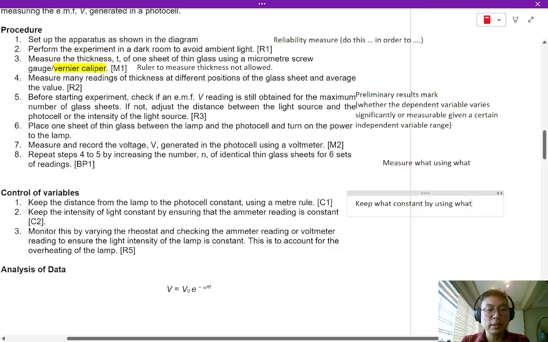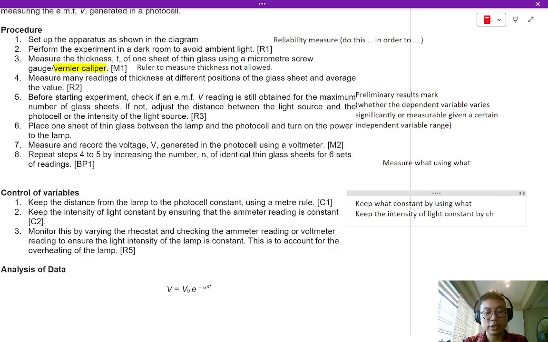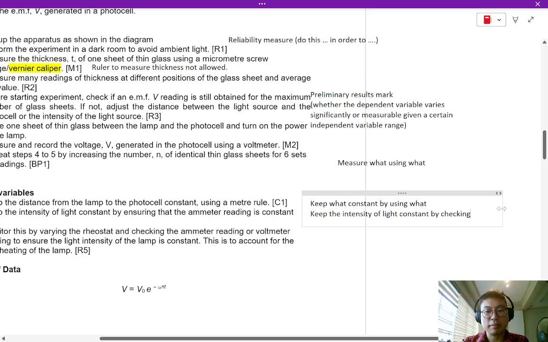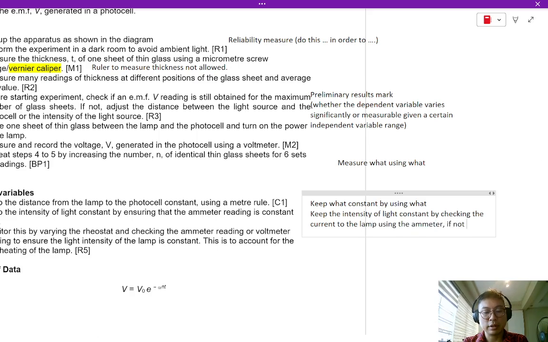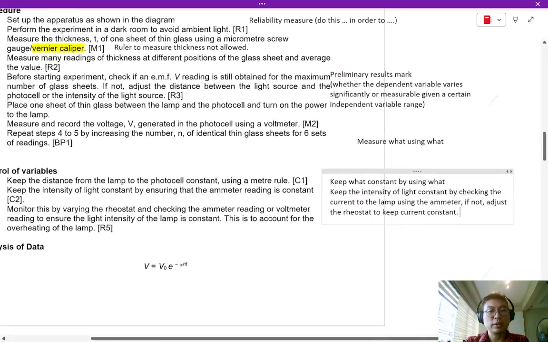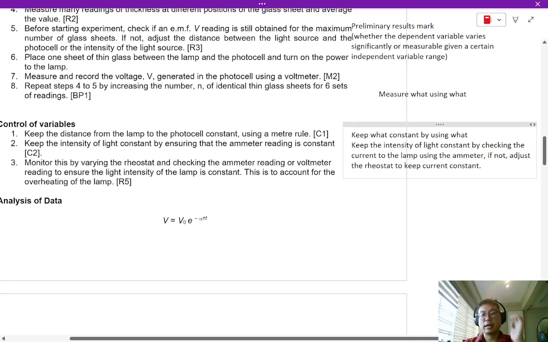Now over here, keep the intensity of light constant by ensuring the ammeter reading is constant, okay? So you can say keep the intensity of light constant by checking the current to the lamp using the ammeter, and if not, you can adjust the rheostat to keep the current constant. Okay, so this is what you must do in order to keep the current to the lamp constant.